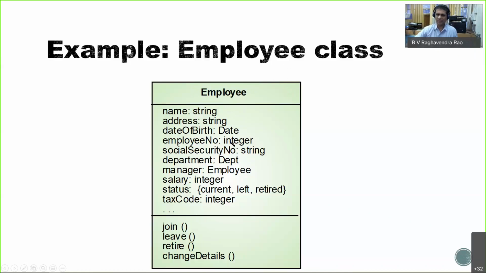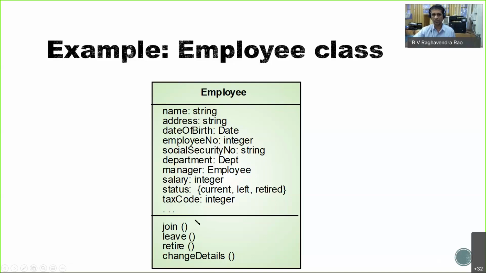Here the data type is kind of abstract. What I mean is it need not be consistent with any programming language. It could be user defined or intuitively defined. For example, this status should hold these three values: current, left, retired. So this is not of any data type; it specifies these are the values. When a programmer comes and implements, he or she will choose suitable data types for each based on that programming language.